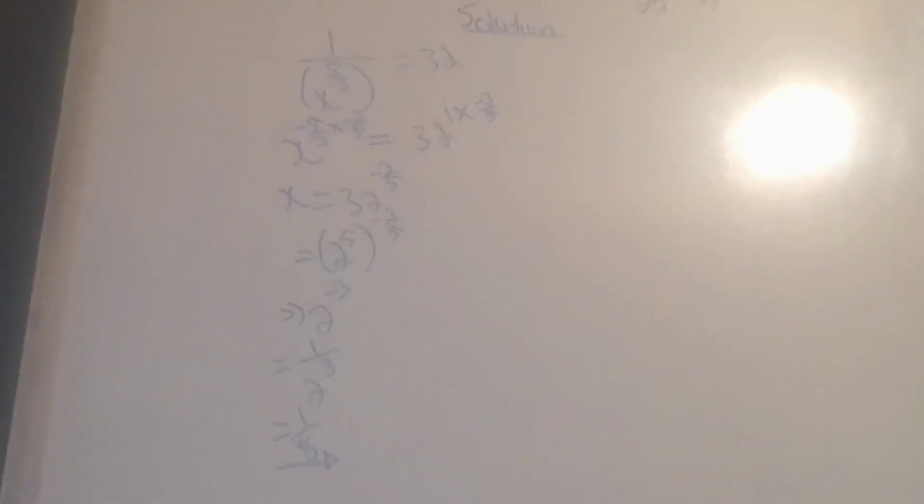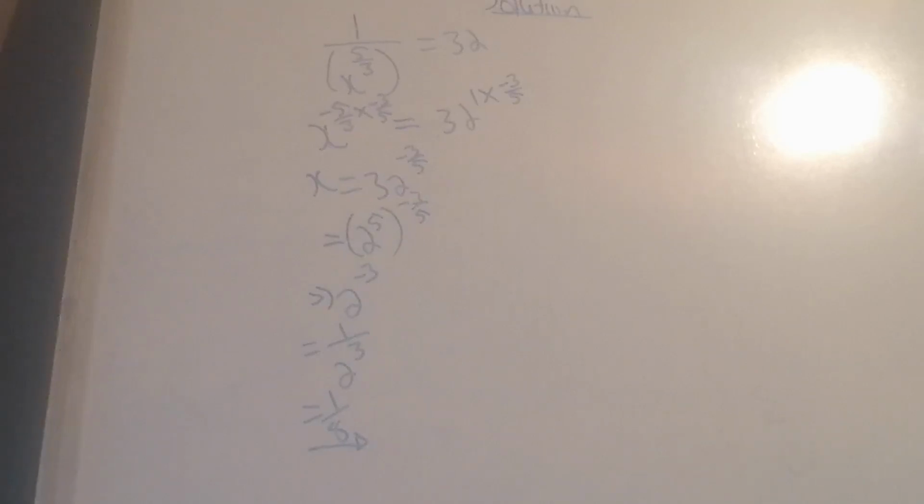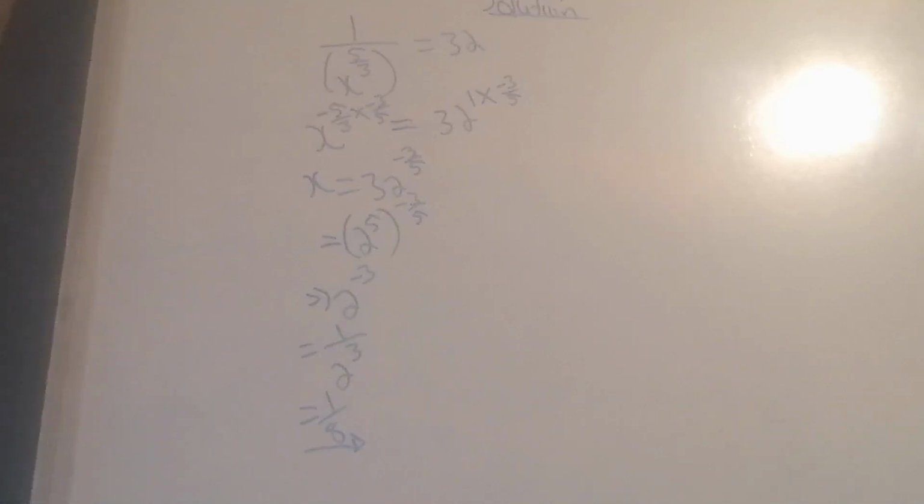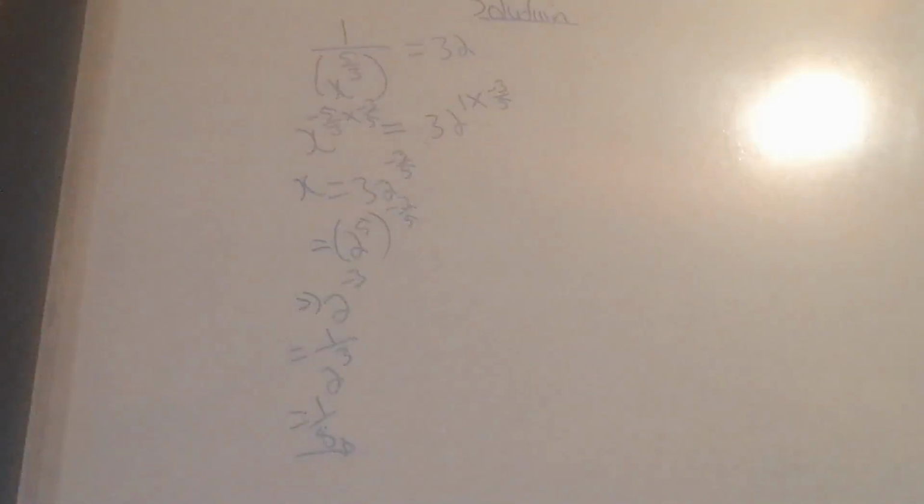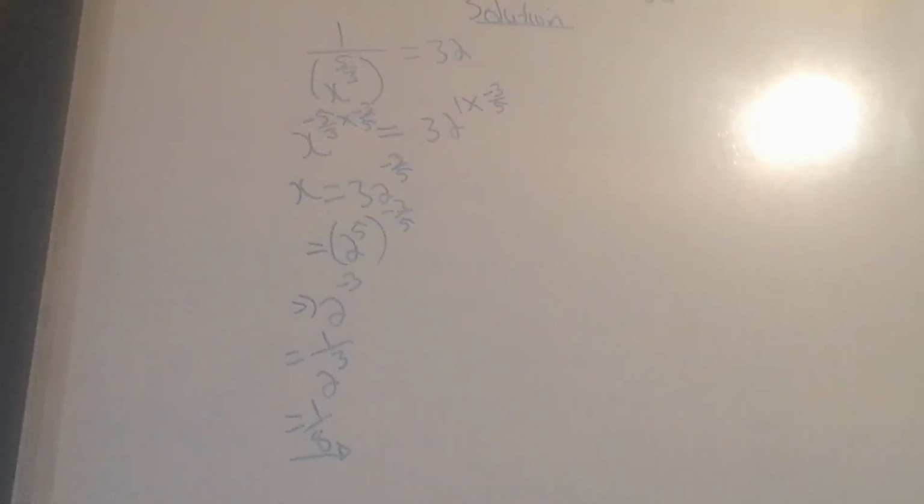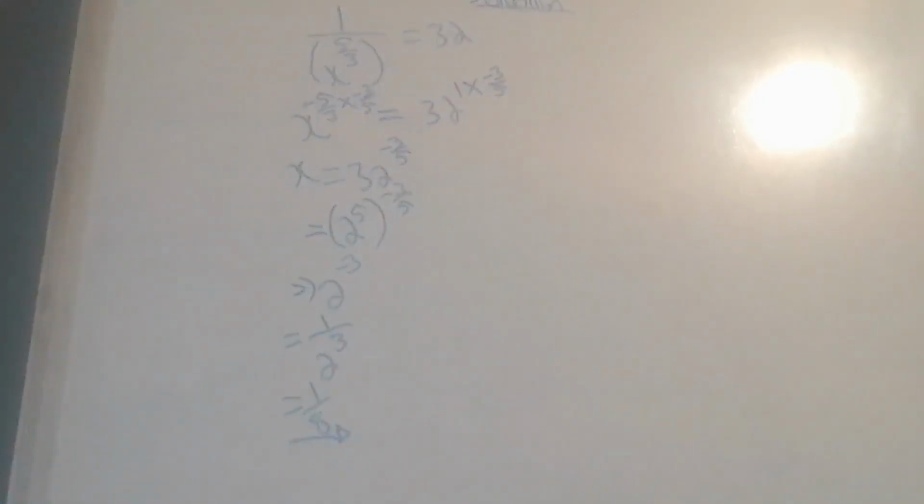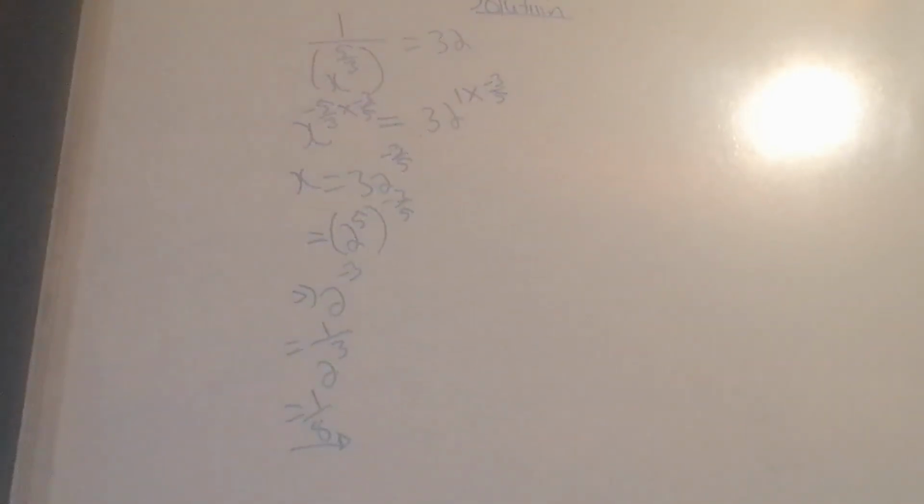You can write it like that, and then it will give you that answer of 1 over 8. This is how you can do it.